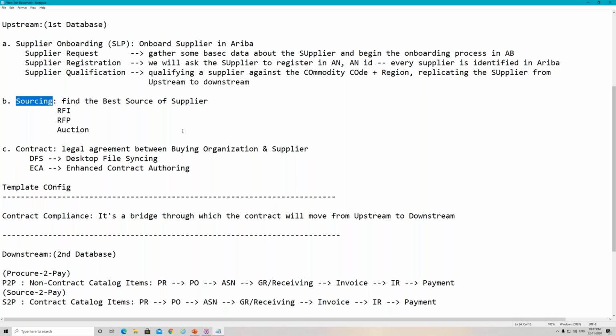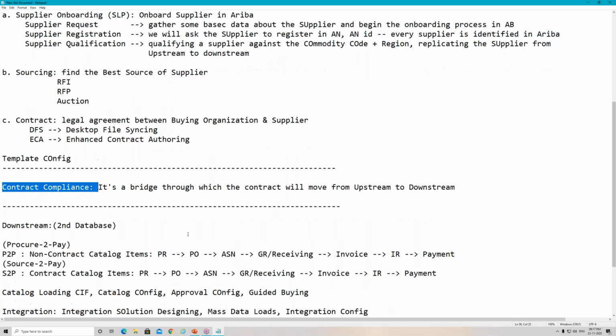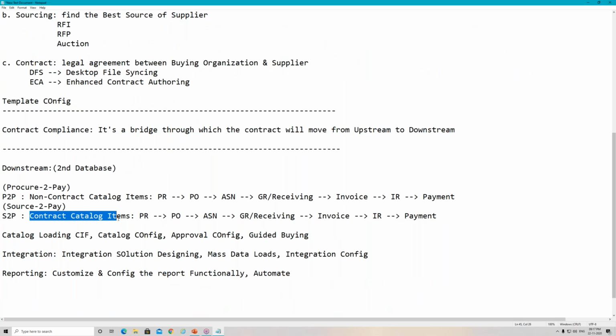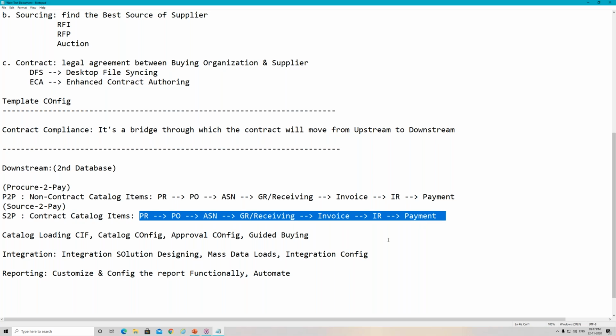So H2P process basically means your process begins from sourcing. Once the sourcing has been done, then you will do the contracting. Once the contracting has been done, through the contract compliance, it will replicate this data from upstream to downstream. And once it is present in downstream as a contract catalog item, against this contract, you're going to do this whole process.